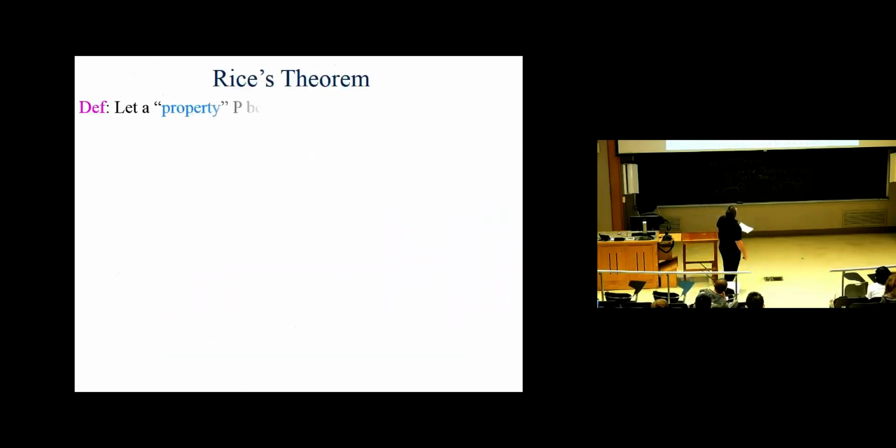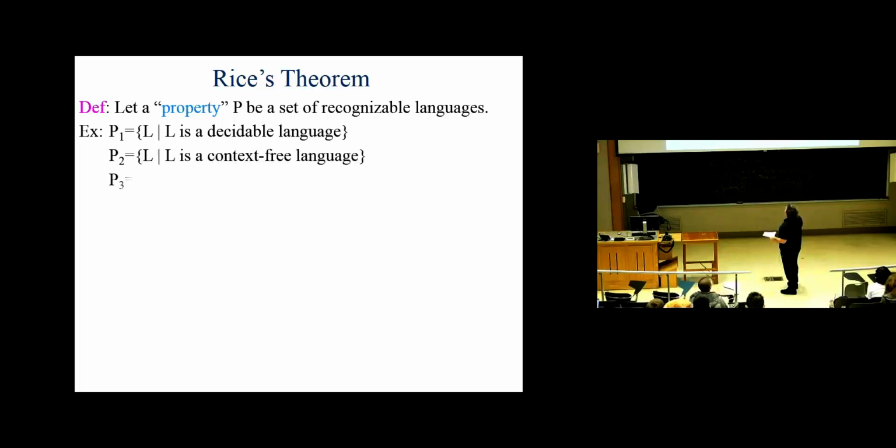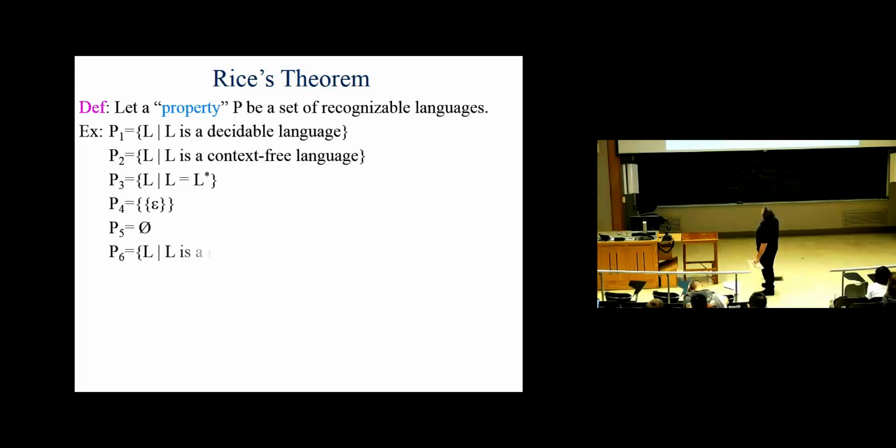Okay, so with this prelude and a deep breath, let's do it. Rice's theorem. So we define a property to be a set of recognizable languages. For example, property 1 could be all the languages that are decidable. Property 2 could be all the languages that are context-free. So a property has the type, it's a set.